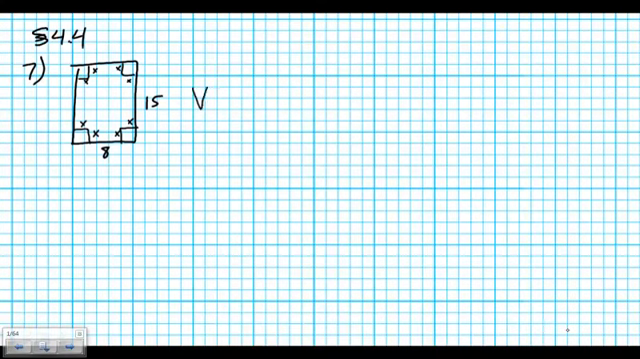Now, the volume of this figure is going to have 3 dimensions. One dimension is going to be x. That's going to be the height. One dimension is going to be 8 minus 2x. That's this. And then 15 minus 2x. That's this dimension there after we fold it up.